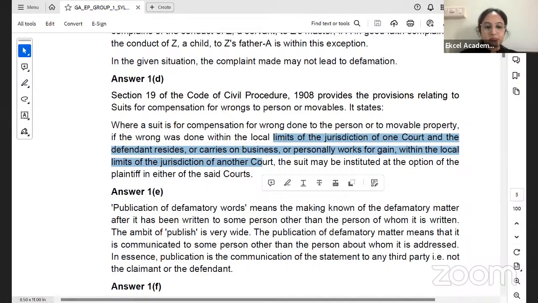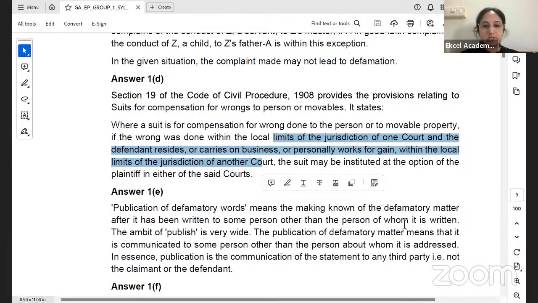See, that is actually where the wrong has happened, that jurisdiction court, and the defendant is residing or carrying on his profession or business in another court's jurisdiction. For example, there are 2 cities. In one city, actually the wrong has happened, I have suffered a loss. In another city, the defendant resides or he is carrying on his business or profession. So now I should decide where I have to file a case.